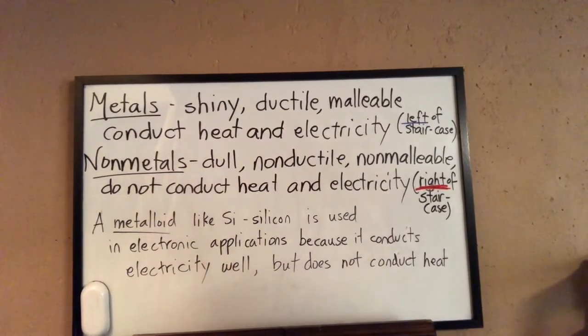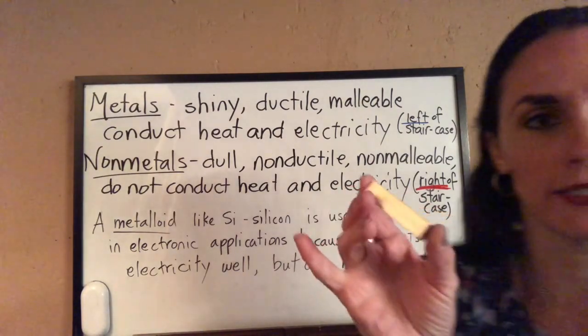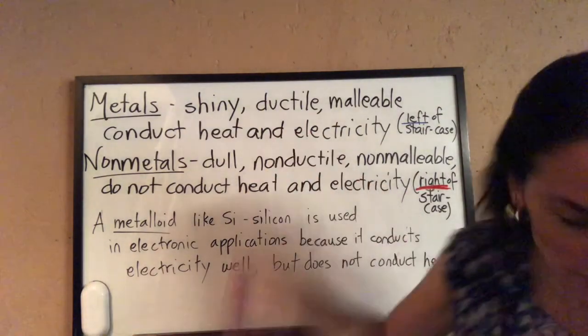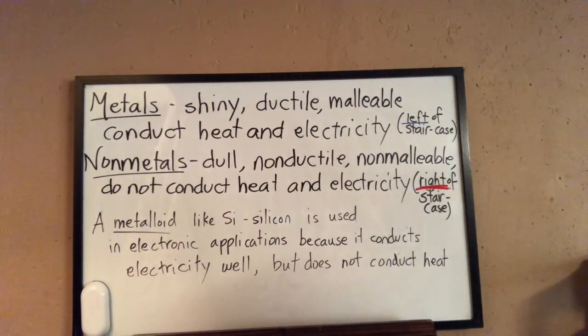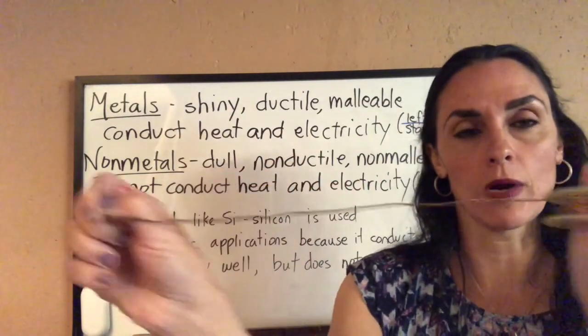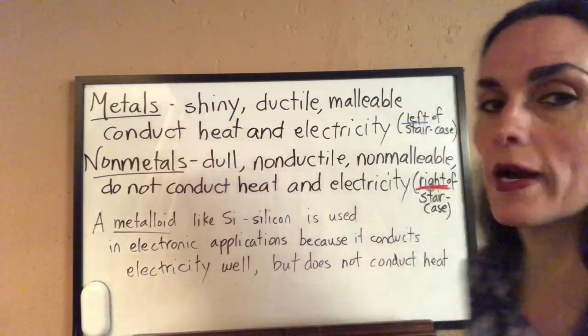Metals. Metals have properties of being shiny, ductile, malleable, and good conductors of heat and electricity. Now, you may be looking at some of those words and not quite sure what they mean. Well, I think we all know what the property of being shiny means. Ductile means that it can be drawn into wires, such as I have copper wire. Can be drawn into wires.